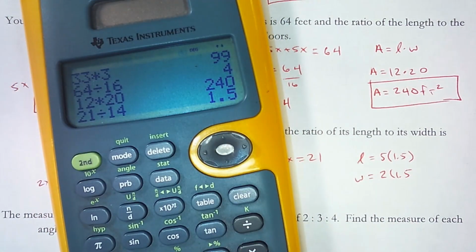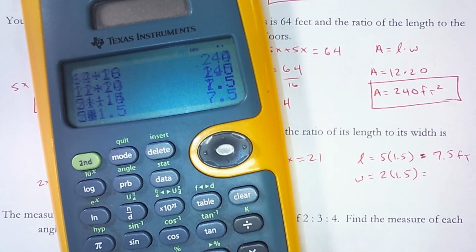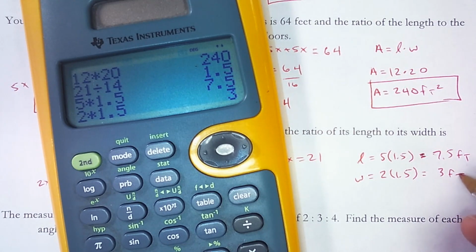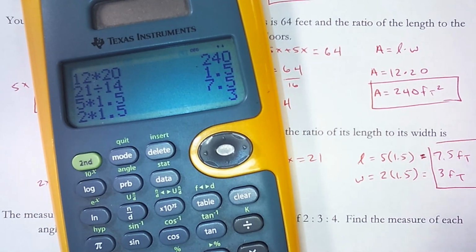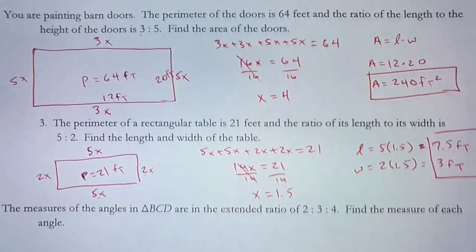Okay, so 5 times 1.5 is 7.5. So the length is 7.5 feet. And the width, 2 times 1.5, is 3 feet. So the dimensions of this table are 7.5 feet by 3 feet.